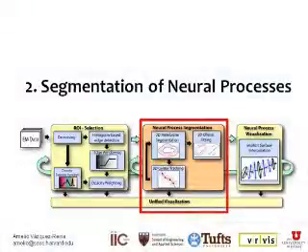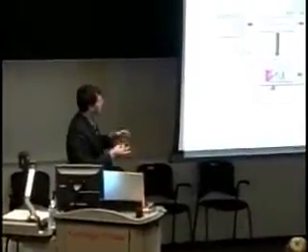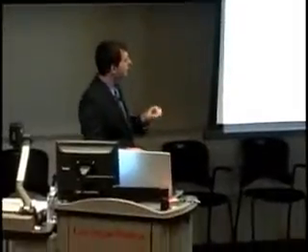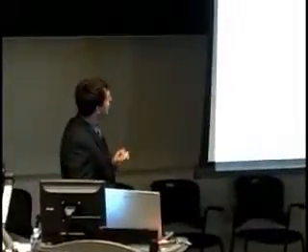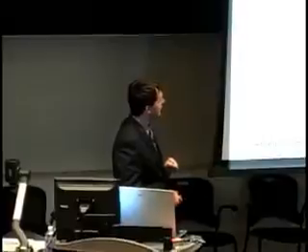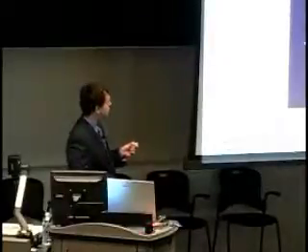So that was the first part of the workflow, the pre-visualization of the data, so that the user can choose a region of interest. The second part is the segmentation of neural processes. So the most important thing here is that in order to extract a full neuron from the data, we first make the approximation that an axon can be decomposed as a collection of 2D rings. Now, these 2D rings are essentially the cross-sections of the axon, and they correspond to a sequence of 2D segmentations.